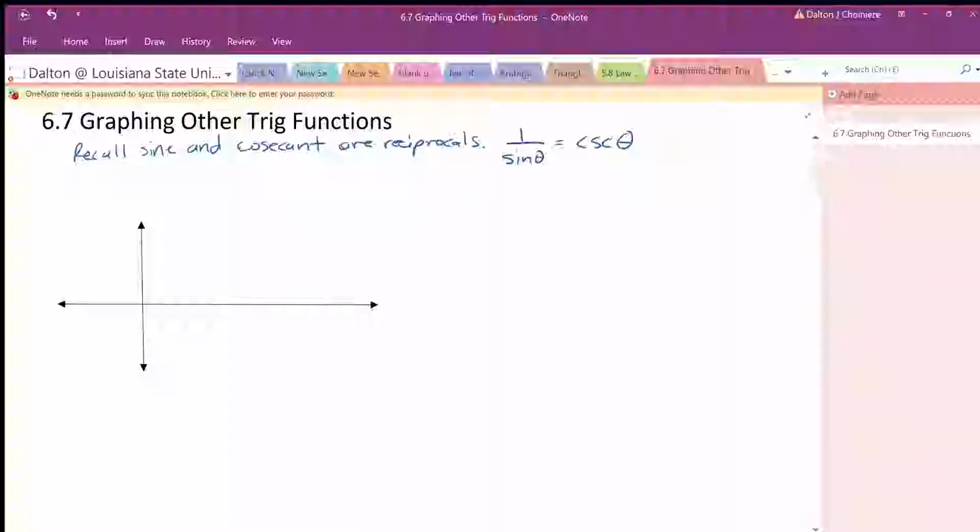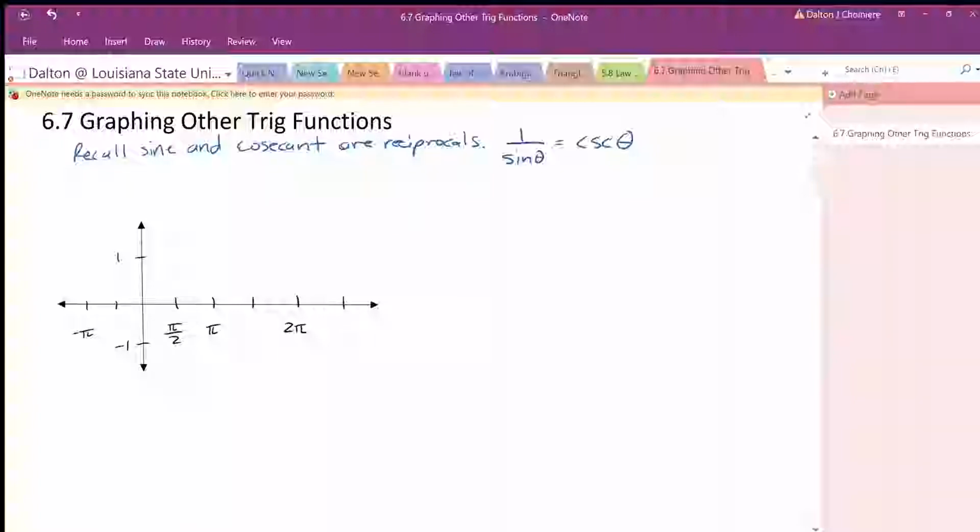So let's go ahead and label our axis. We will count by pi over 2 on the x-axis. You can just skip over and worry about labeling the whole pi's. And then, of course, on our y-axis, we have 1 and -1 there.